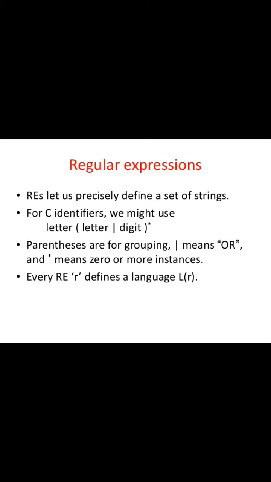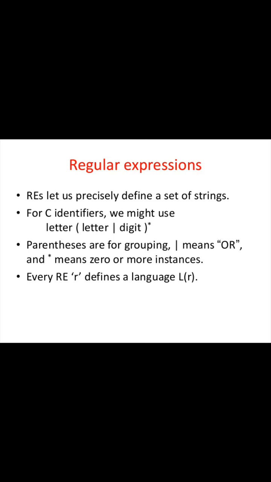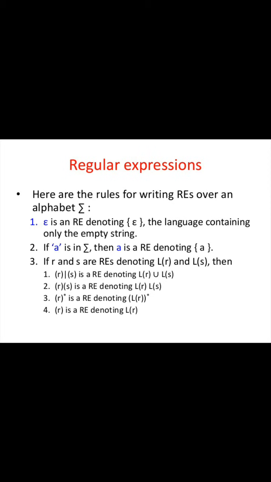Regular expressions let us precisely define a set of strings. For a C identifier we might use letter (letter or digit) star. This star is nothing but the Kleene closure. Parentheses are for grouping, and star means zero or more instances. Every regular expression R defines a language L(R).